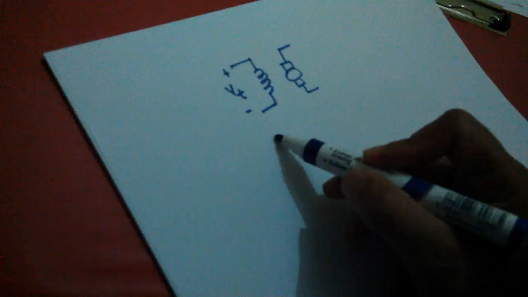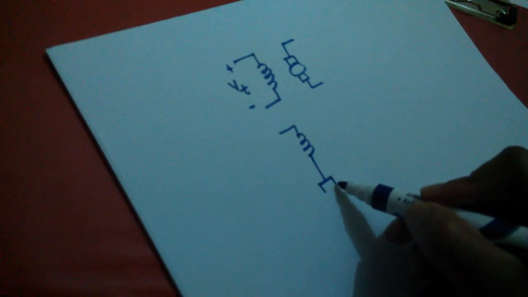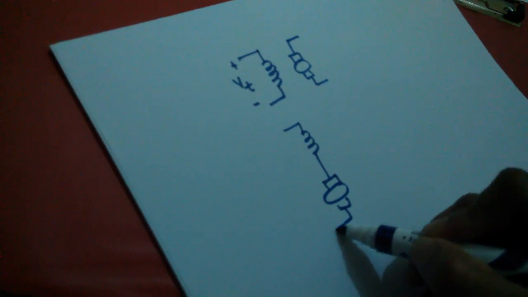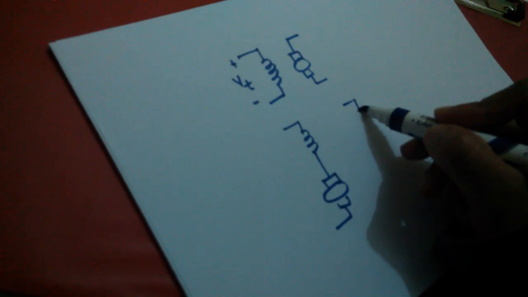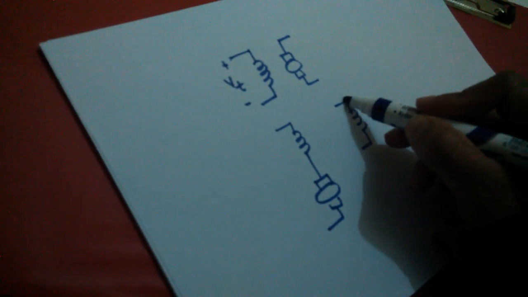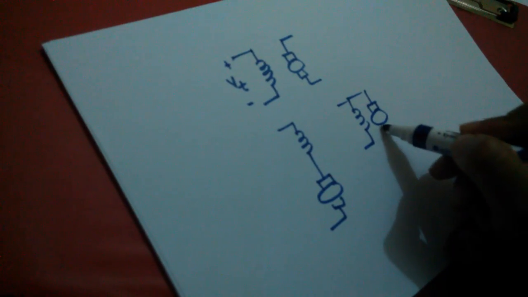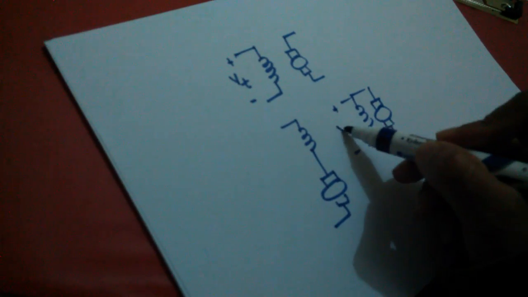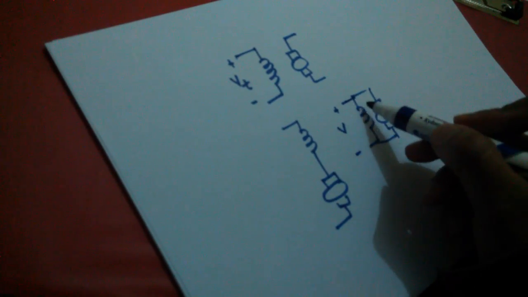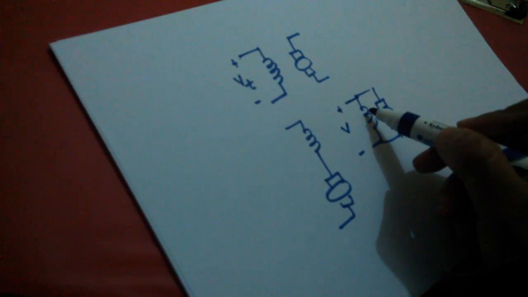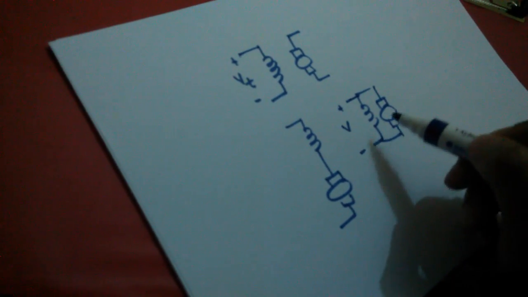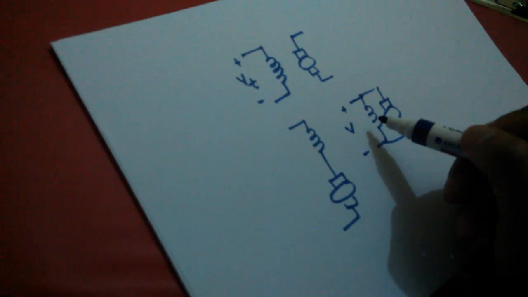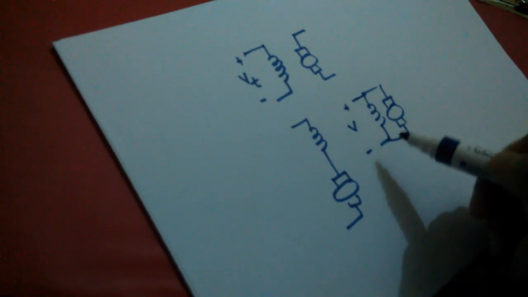But in self-excited generators, the field winding and the armature winding are connected either in series or shunt. In this type of case, when the voltage is supplied to the field winding and the armature winding and both are connected to the same circuit, there is a requirement of voltage buildup in the shunt generator.